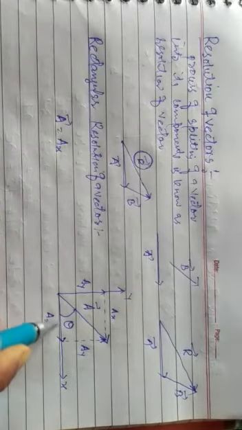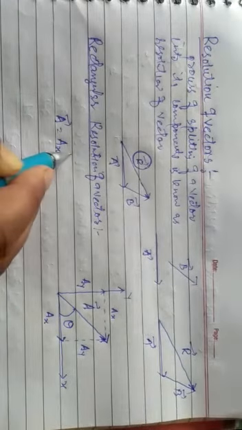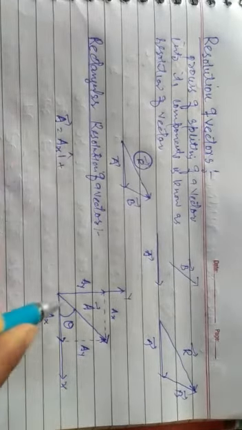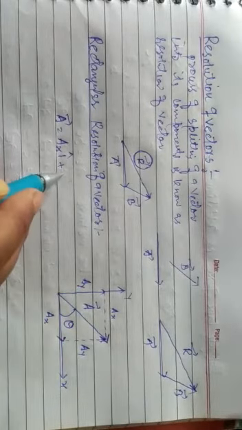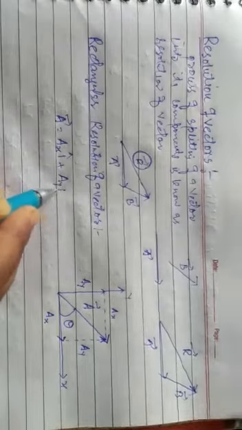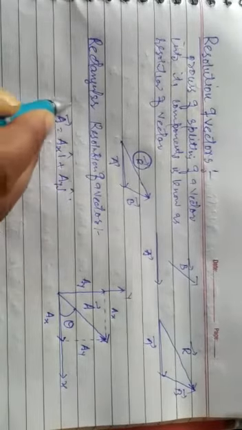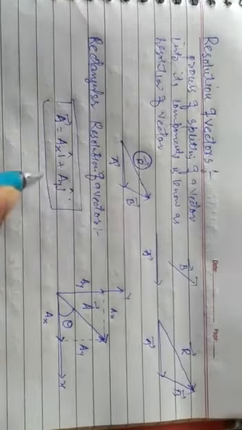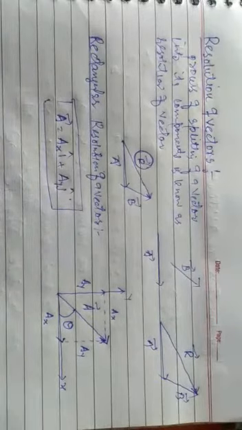But as this is in the x-axis, you have to say it is a_x i. It is in the y-axis, so you have to say there is a unit vector, that is a_y j. So this is the vector a. This is the vector form of vector a.